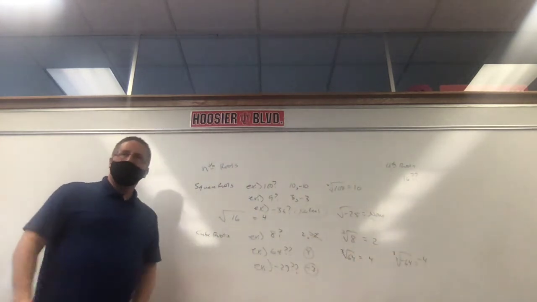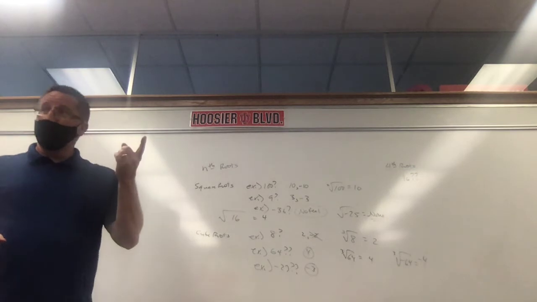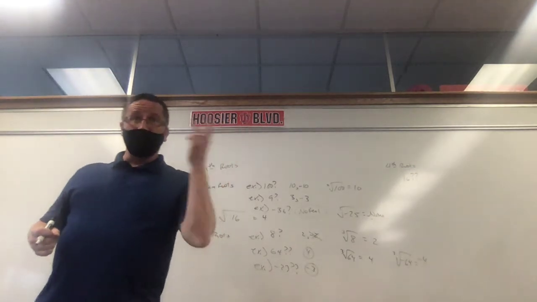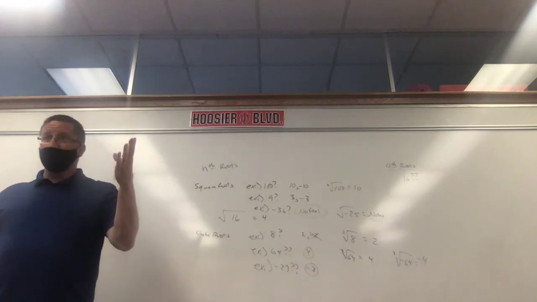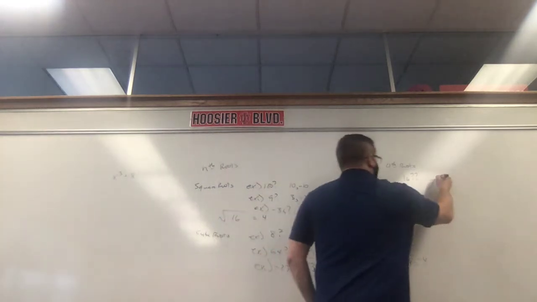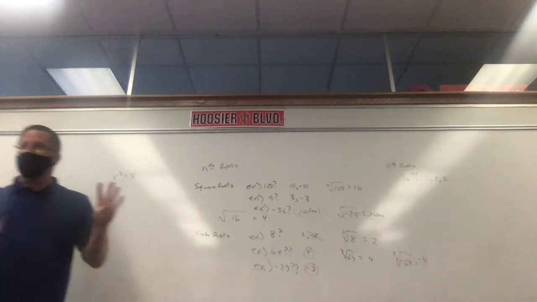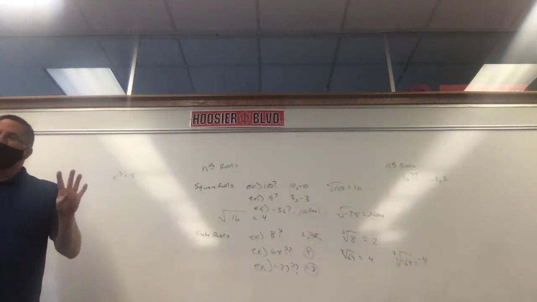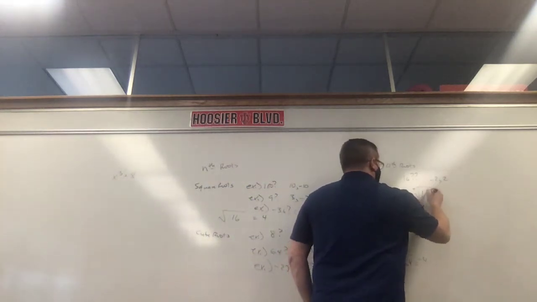what number times itself 4 times? Be careful, it's not 4. 2. Why? Because 2 times 2 times 2 times 2 is 16. Just 2? What else? Because negative 2 times negative 2 times negative 2 times negative 2 is positive 16. Now, the symbol would be fourth root of 16.